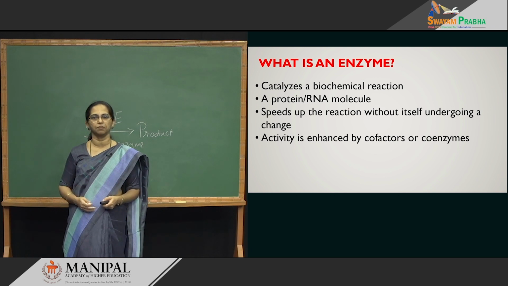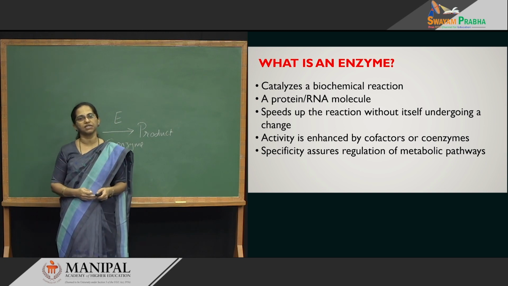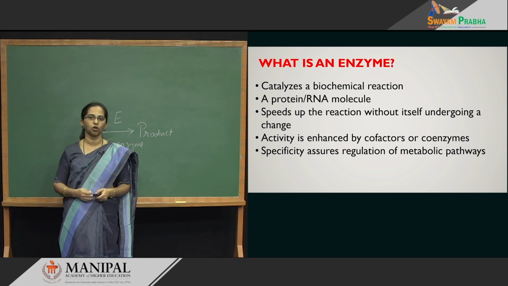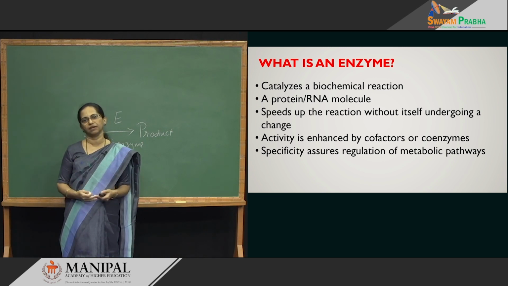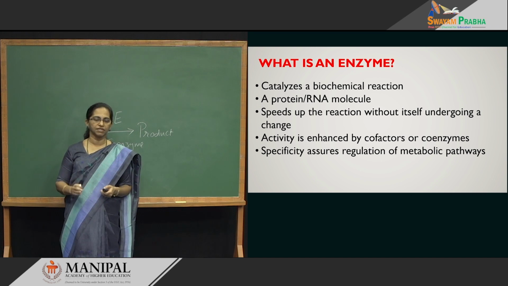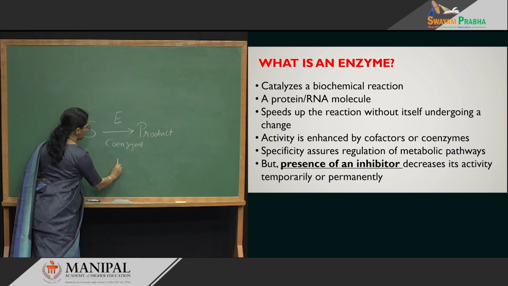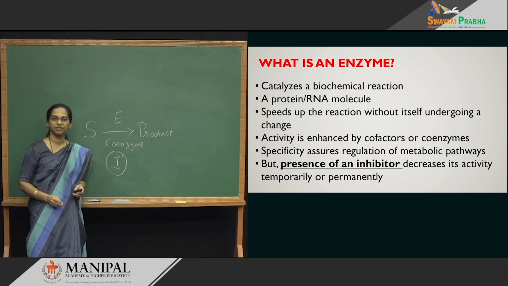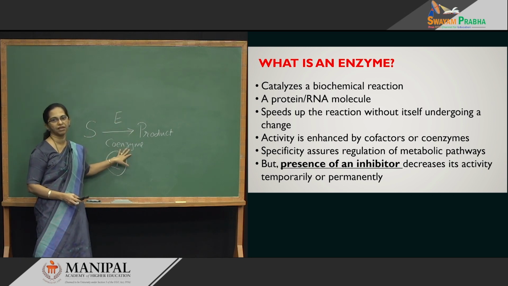But now comes the important concept, that is specificity. Specificity assures that you can control all the metabolic pathways. So, all the metabolism after we eat food till we get energy, we have multiple chemical reactions, and to speed up these reactions, we have enzymes in our body doing it very specifically. And once again, I come to the important topic: if you have an inhibitor here, in the presence of an inhibitor, you are going to slow down this biochemical reaction.